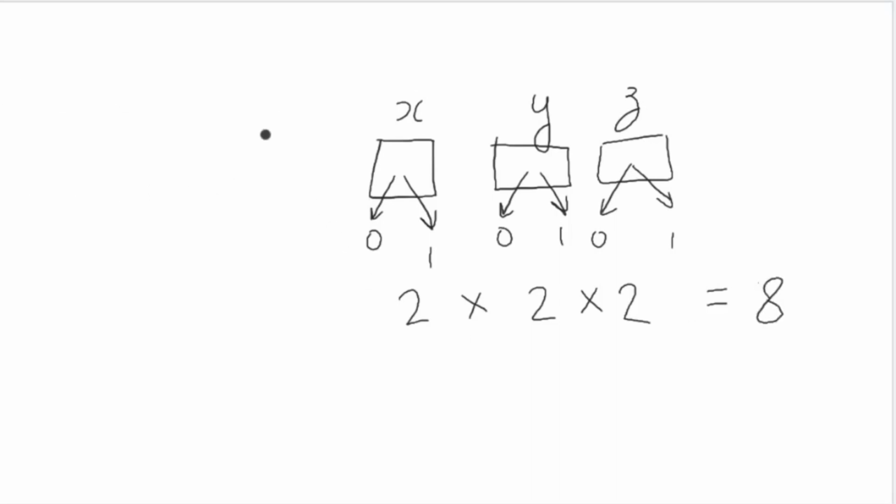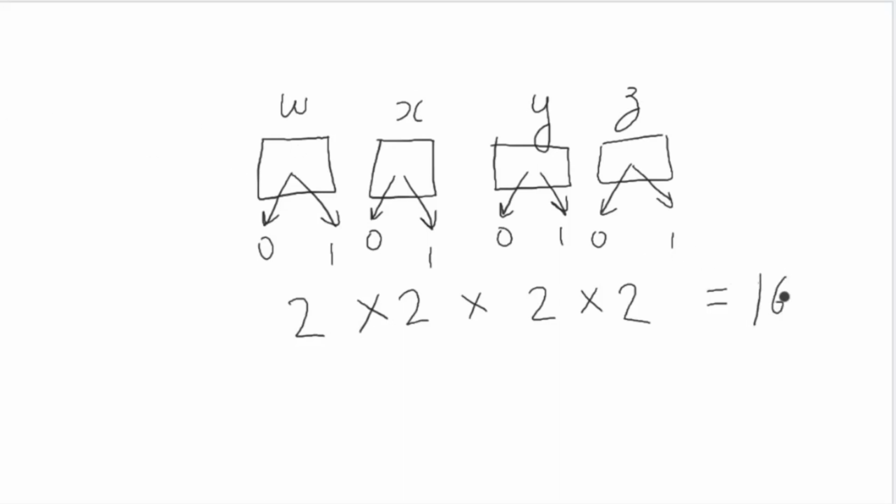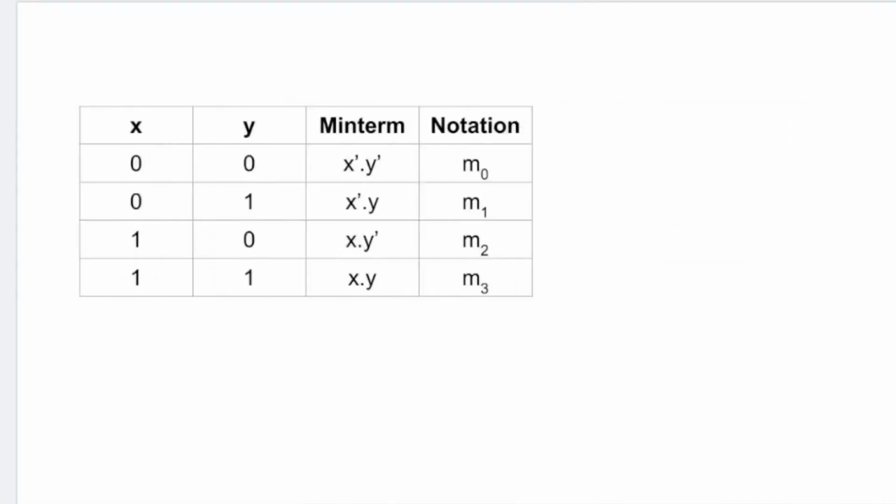Similarly, for four variables, let's say w, x, y, and z, each of these variables can assume two values, 0 and 1, and hence the total number of possibilities now in case of four variables is 2 to the power 4, that is 16. And this is a very important thing. Why? Because a 2 variable K-map requires 4 cells, a 3 variable K-map requires 8 cells, and a 4 variable K-map requires 16 cells. Now let us see how this information fits together.